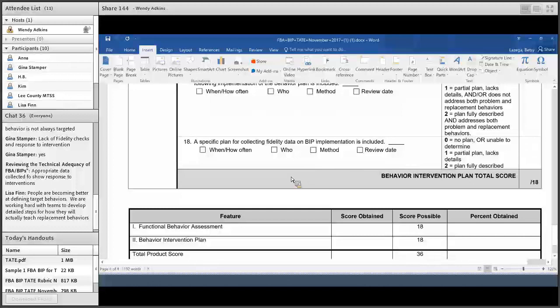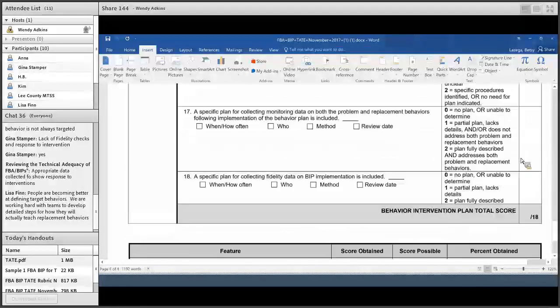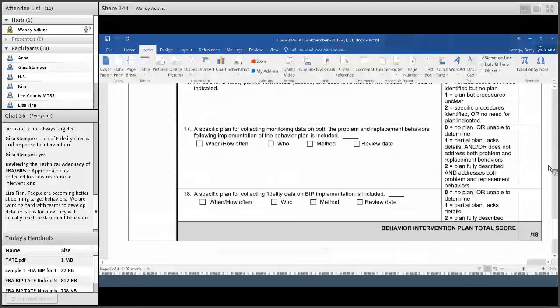When and how often will fidelity be collected? Who's going to do it? It could be a self-assessment by the teacher. If so, the method could be a self-assessment checklist and then a review date. When you do this, you're going to just count up all of your points and you're going to get raw scores.